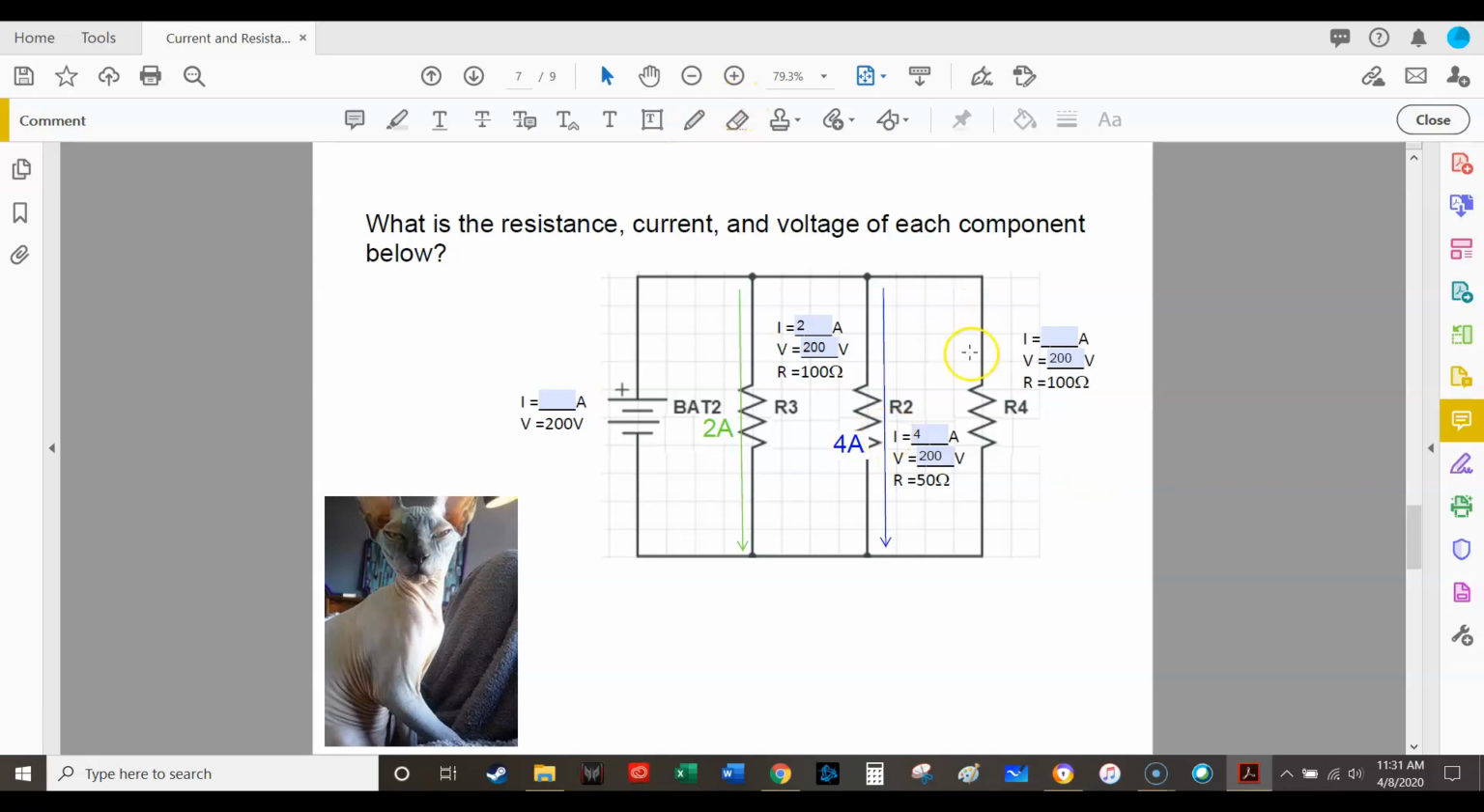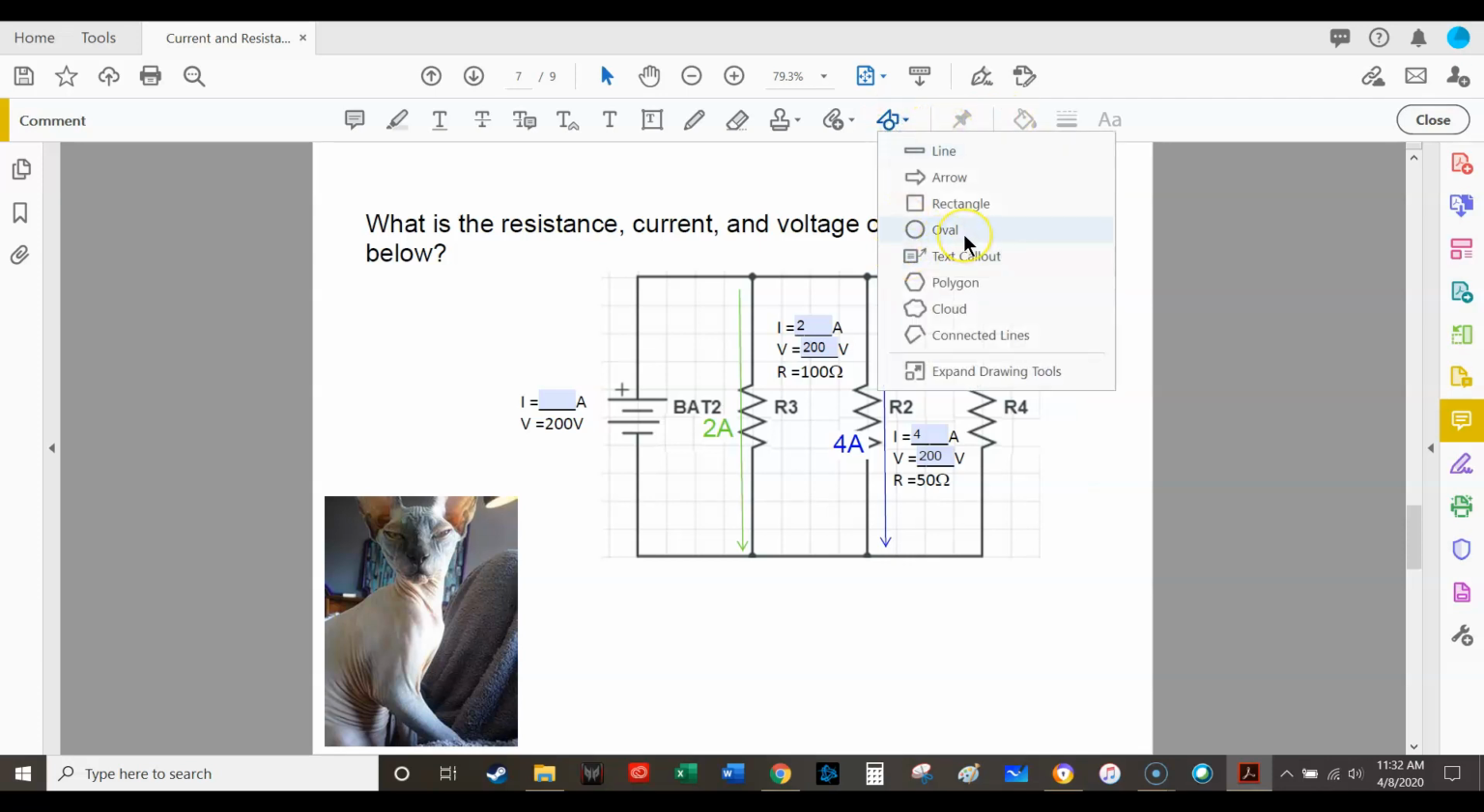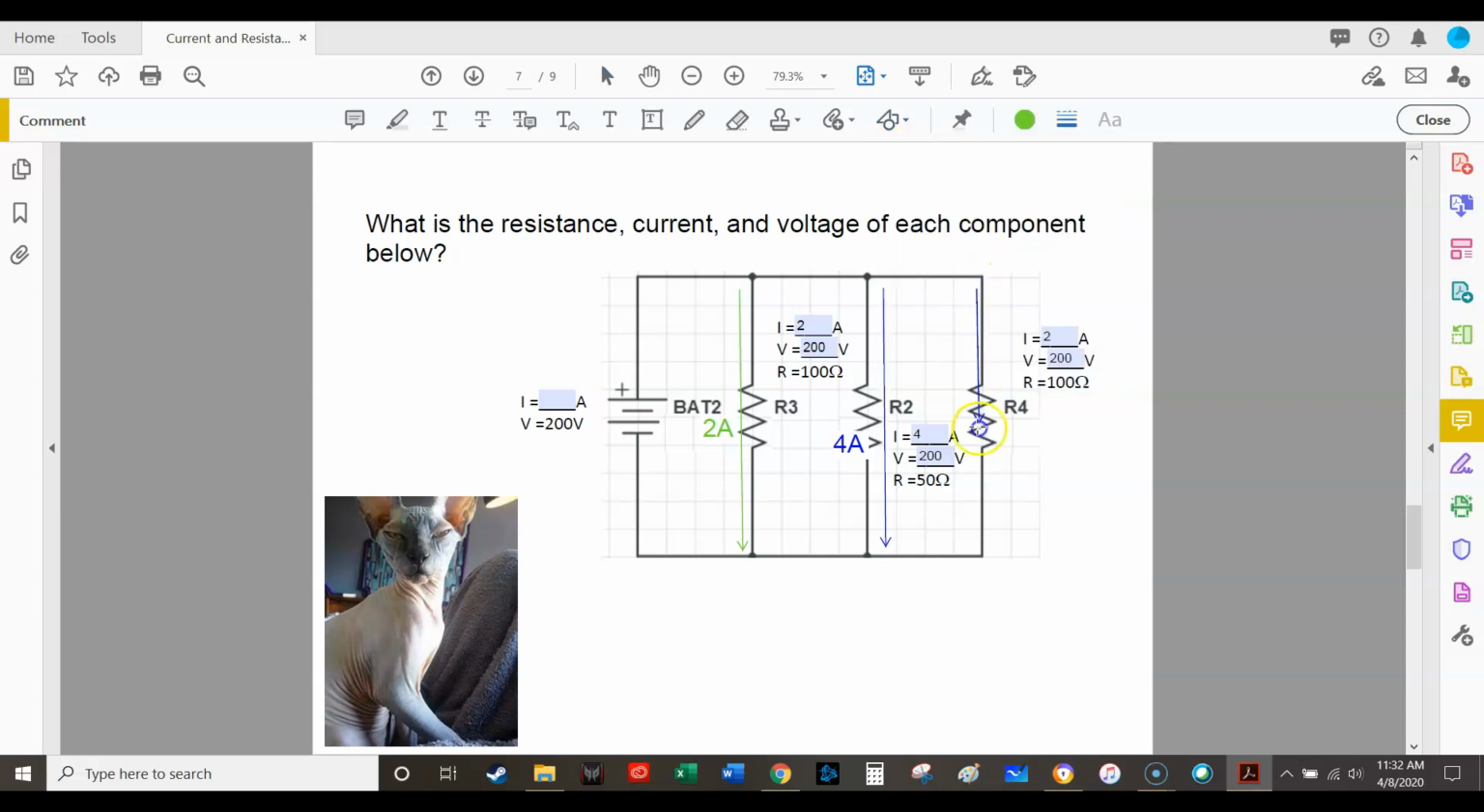And finally, this last resistor, R4, which is in parallel with the battery. So the battery's producing 200 volts. This has got to be consuming 200 volts. 200 volts divided by 100 ohms is going to be 2 amps. Even though it is the same current as the current going through R3, it is its own distinct current.